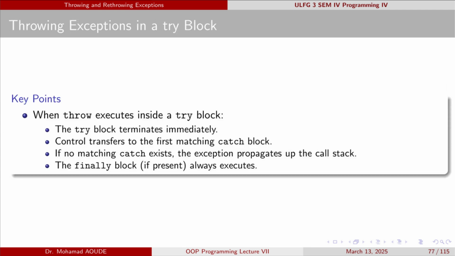Key behavior of throw inside try. The rest of the try block is skipped. Control moves to the first matching catch. The finally block always executes if present. This flow makes exception handling predictable and consistent.